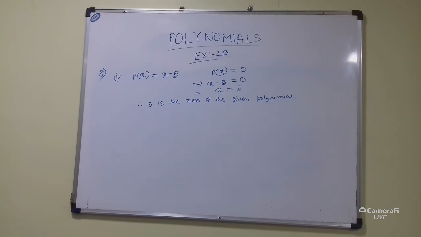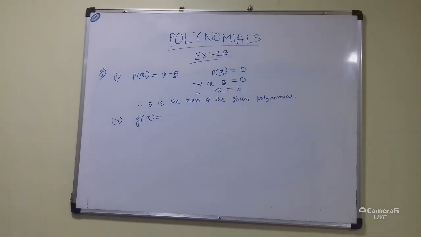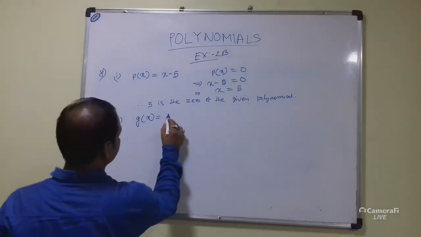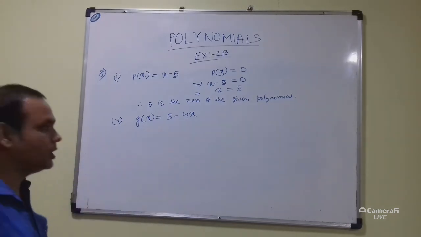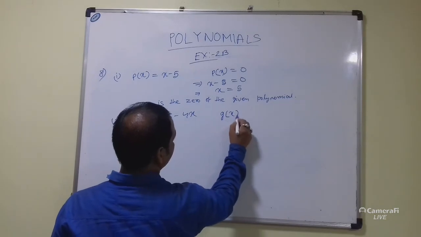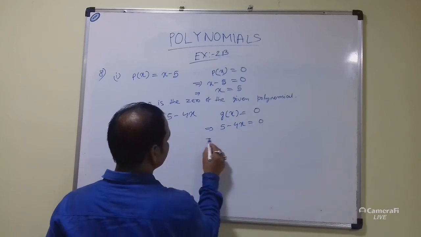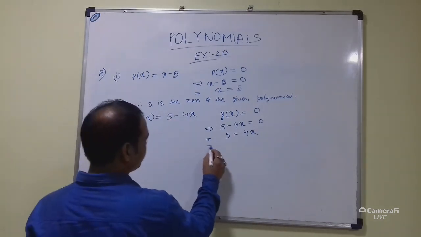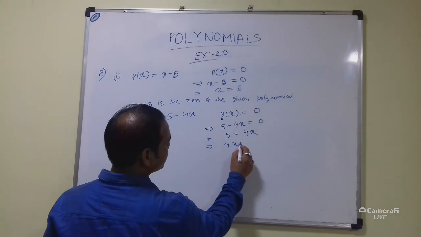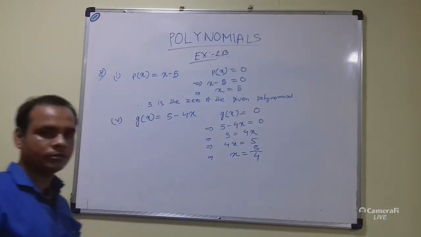Next, g of x, problem number 5. g of x is equal to 5 minus 4x. Now we have to find the zero of the given polynomial. So at first we have to take g of x equal to 0. So this implies 5 minus 4x is equal to 0. So this implies 5 is equal to 4x. Now we can write it like this: 4x is equal to 5. So x is equal to 5 by 4.